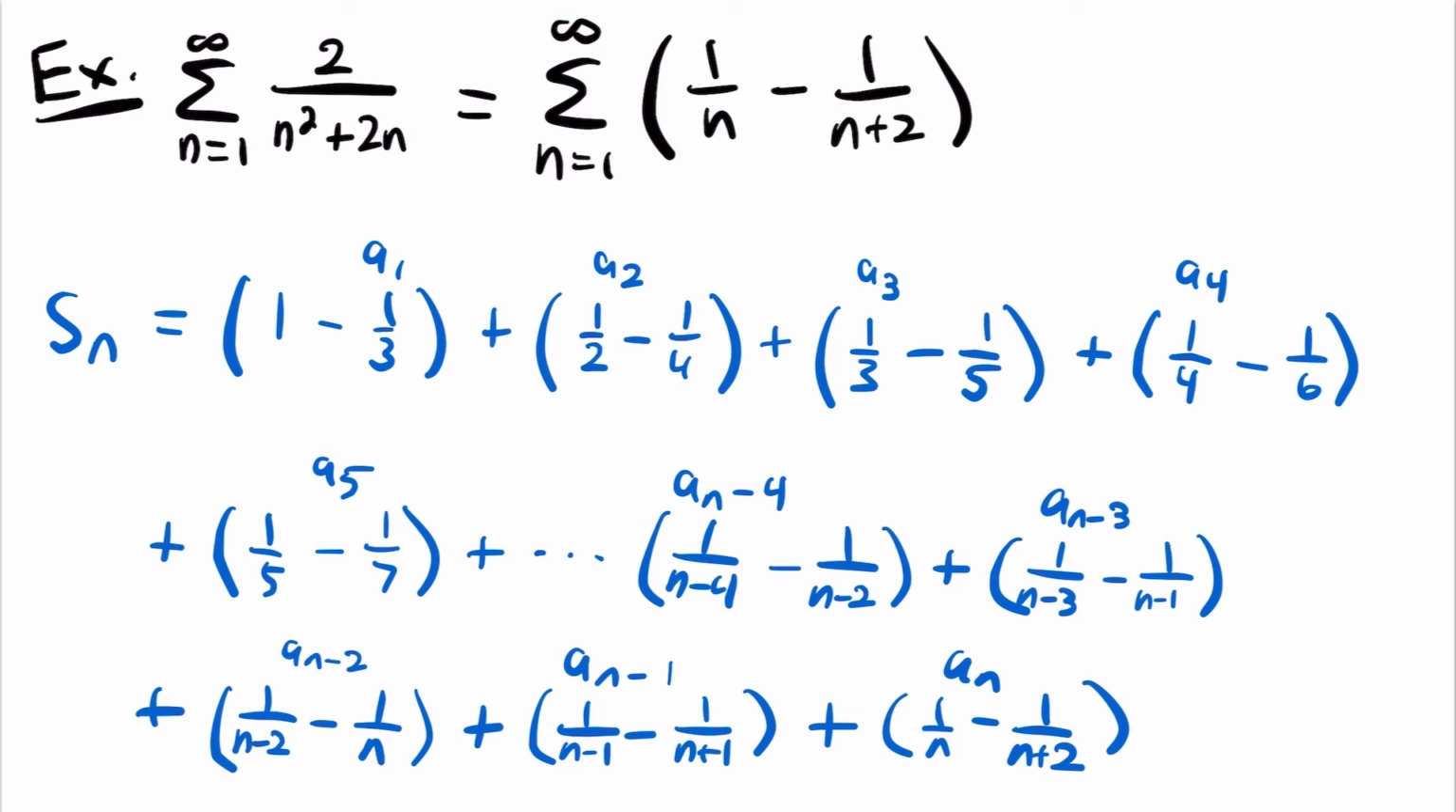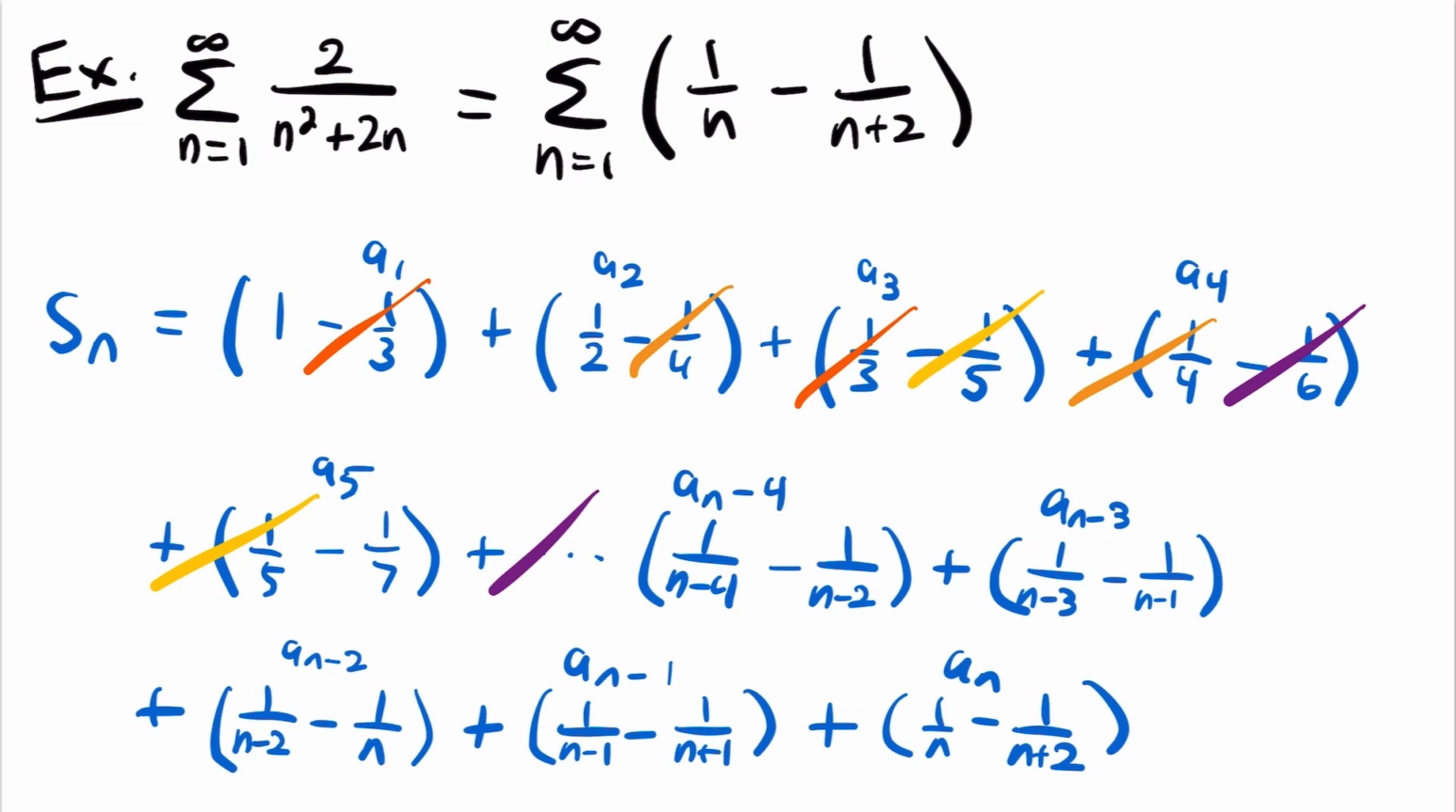Okay, so now let's look at all of our terms here and see what cancels out and what doesn't. We know that negative 1/3 will cancel out with positive 1/3. We know that negative 1/4 will cancel out with positive 1/4. Negative 1/5 will cancel out with positive 1/5. And then negative 1/6 is going to cancel out with a term later on that we did not write out, but it is going to cancel out like the rest of the terms.